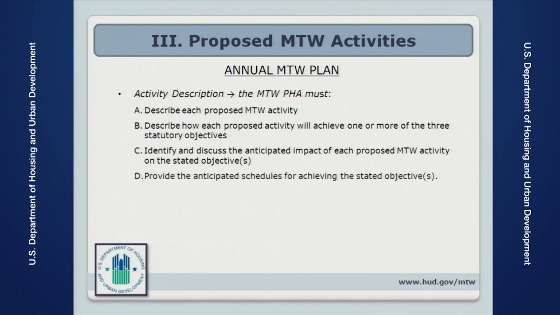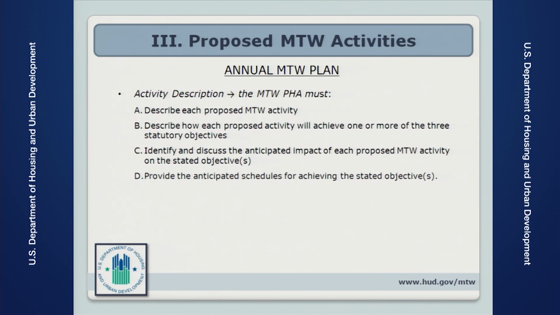Second, you're going to describe how the activity will achieve one or more of the statutory objectives. When we say describe, we do mean explain, not just list the name of the statutory objective. And if you do just list the name of the statutory objective, we're going to ask you to provide some explanation to describe that impact for us.